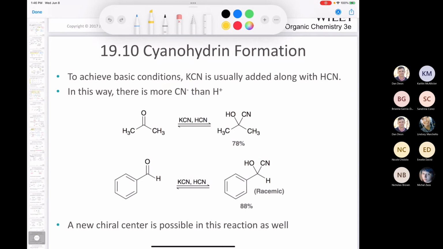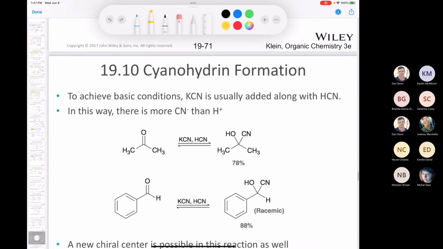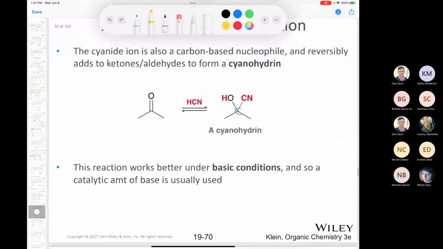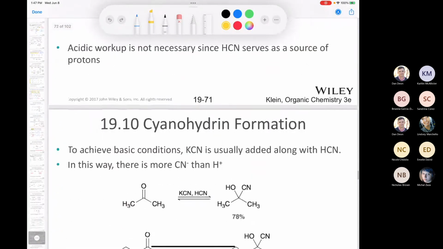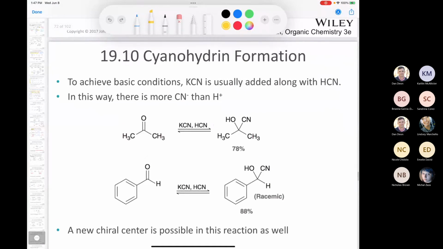So technically it's basic conditions. Now you notice that if you go back here, first he says just HCN, then here it says KCN and HCN. But I'll tell you something right now, my friends. You go talk to chemists, not only do people not want to work with potassium cyanide, I mean, for obvious reasons, it's a poison, it's very dangerous.